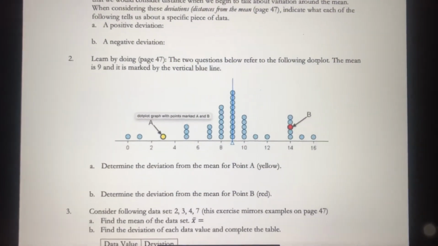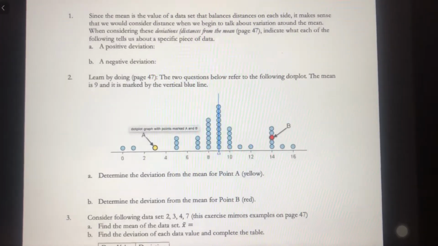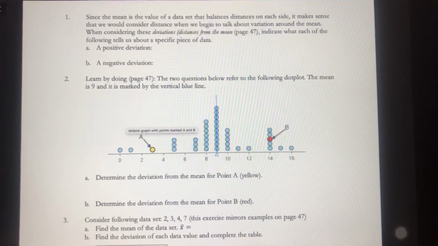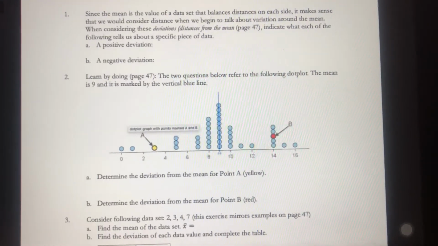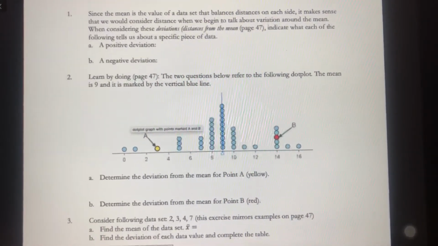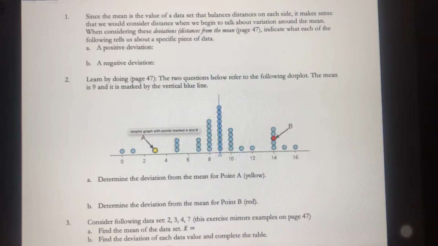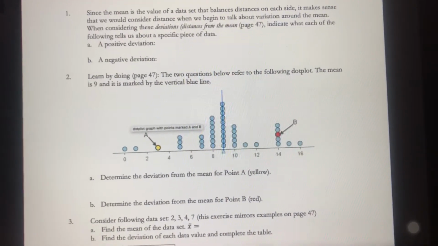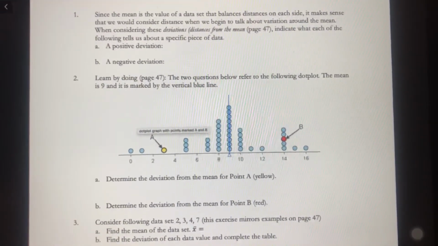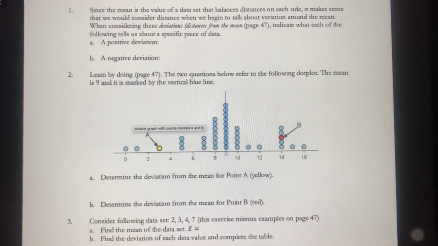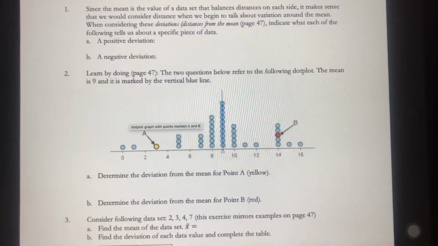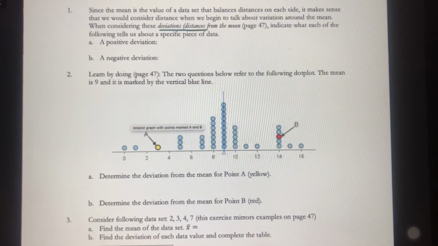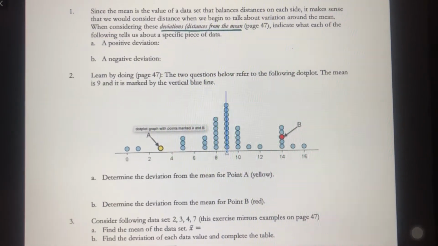When we're talking about the mean, and the mean is the balance point, since the mean is the value of the data set balancing distances on each side, it makes sense that we would consider the distance on each side, talking about variation. So how variable is our data? When we're considering these deviations, we need to talk about what it means to be positive and what it means to be negative. And we're defining deviations as the distance from the mean.